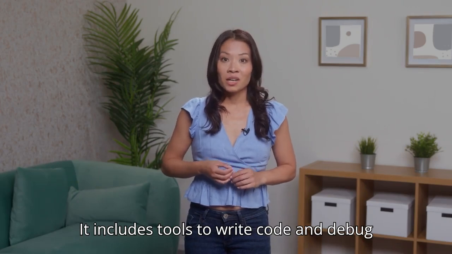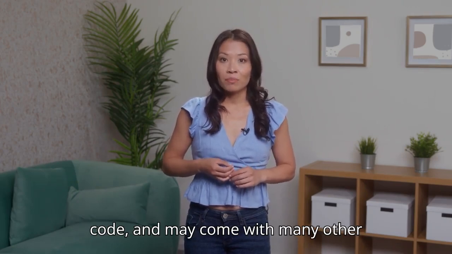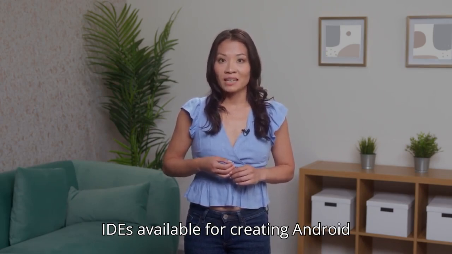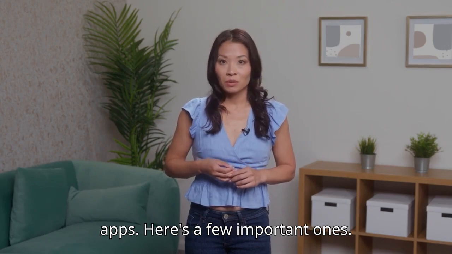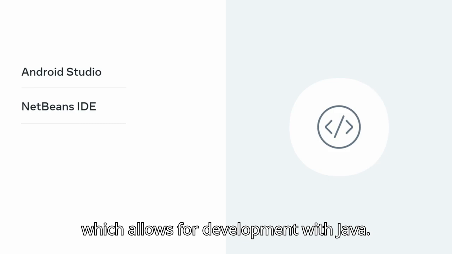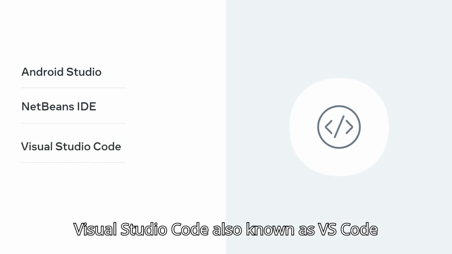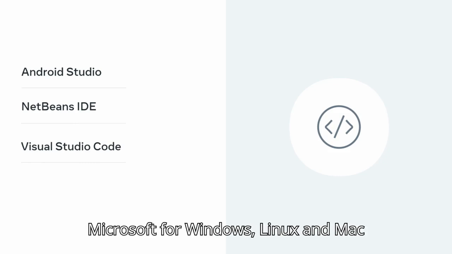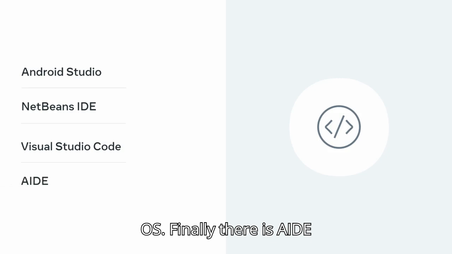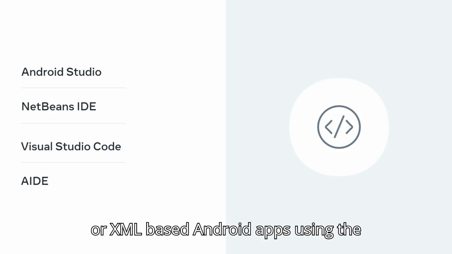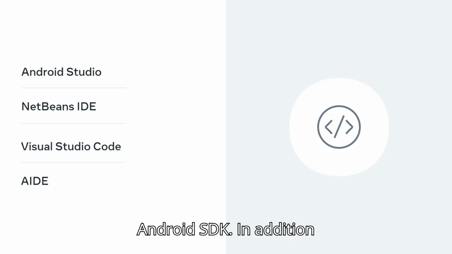It includes tools to write code and debug code, and may come with many other developer tools. There are a few IDEs available for creating Android apps. Here's a few important ones. Android Studio, which is great for building your app in a more productive way at scale. NetBeans IDE, which allows for development with Java. Visual Studio Code, also known as VS Code, which is a source code editor from Microsoft for Windows, Linux, and Mac OS. Finally, there is AIDE, which enables developers to create Java or XML-based Android apps using the Android SDK.